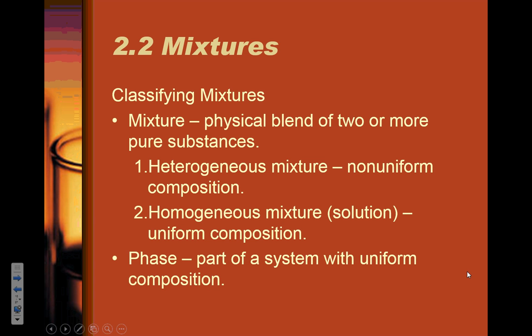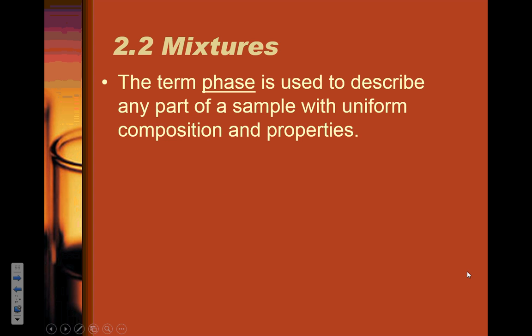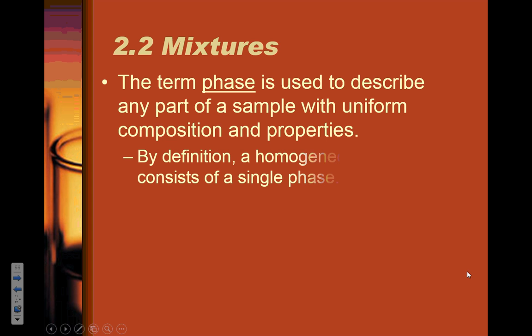Now, a phase is a part of a system with a uniform composition. And phases are a little bit different between homogeneous and heterogeneous situations. Now, the term phase is used to describe any part of a sample with a uniform composition and properties. Now, when we have a homogeneous mixture, since it is uniformly mixed together, we have a single phase of uniformity. So homogeneous mixtures consist of a single phase.